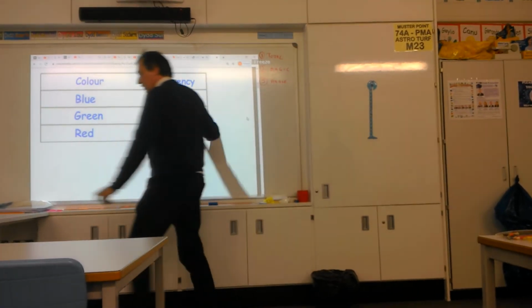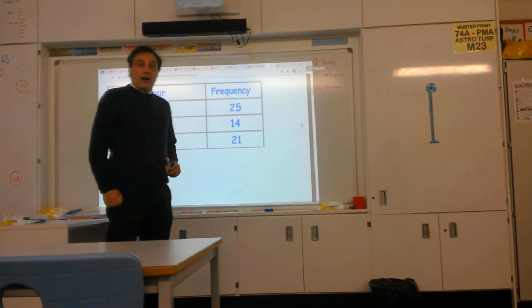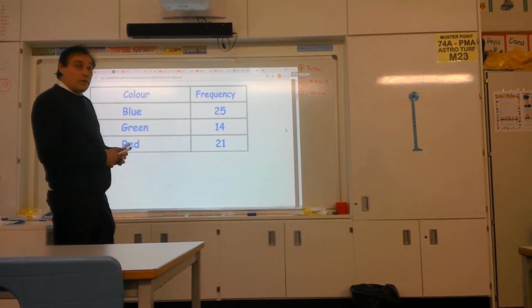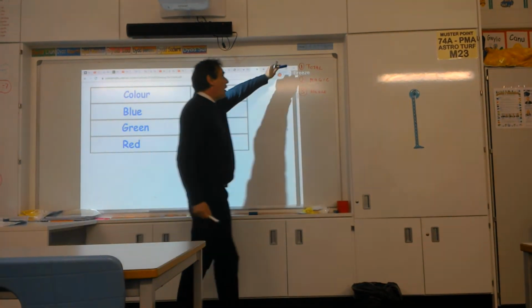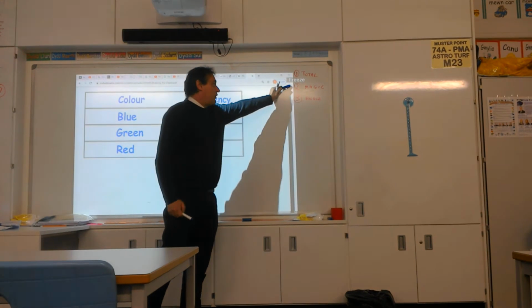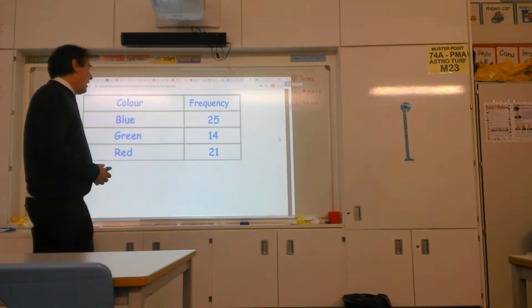Let's go and calculate how we're going to work out the angles to draw our pie charts. First of all, we've got to do it in 3 stages. We're going to work out the total, we're going to work out a magic number, and from that magic number we're going to be able to work out an angle.